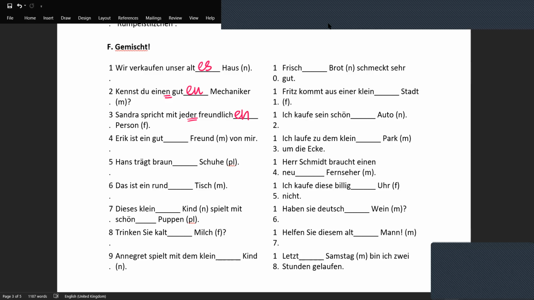Mhm. Okay. Eric ist ein guter Freund. Yeah. Hans trinkt braun... Braune Schuhe. No article here. We use n only when an article tells us that the noun is plural, be it of any case. Okay. Yeah.